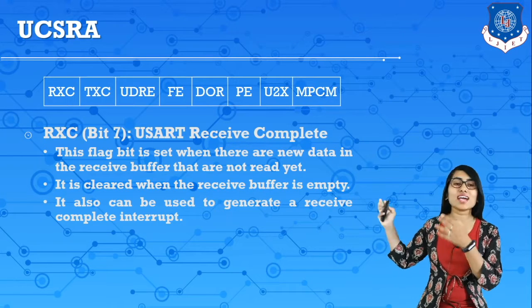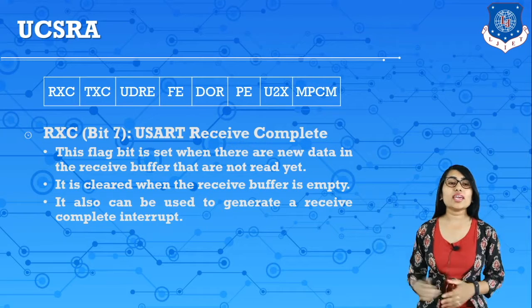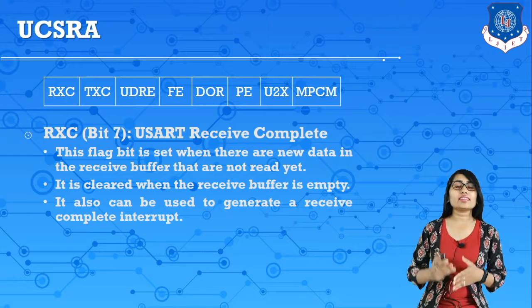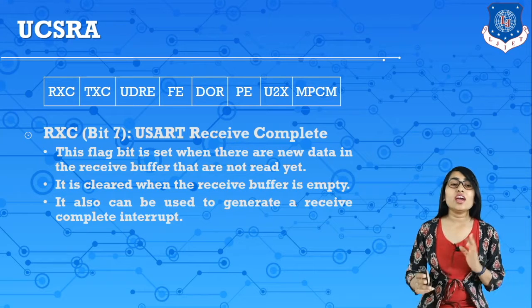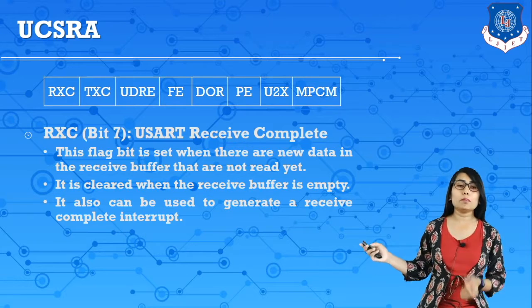First is RXC, that is USART receive complete. This flag is set when there is new unread data in the receive buffer. It is cleared when the receive buffer is empty. It can also be used to generate a receive complete interrupt.